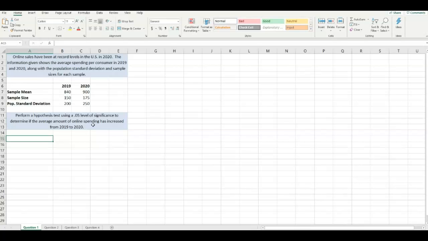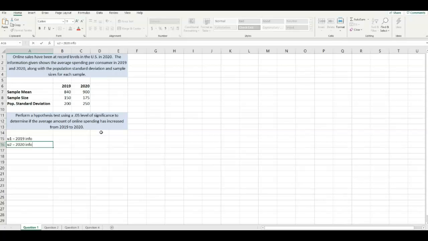Then what we need to do is perform a hypothesis test using a 0.05 level of significance to determine if the average amount of online spending has increased from 2019 to 2020. So the first thing we're going to say here is we're going to use mu1 for 2019 information, and mu2 is going to represent our 2020 info. So that's step one here.